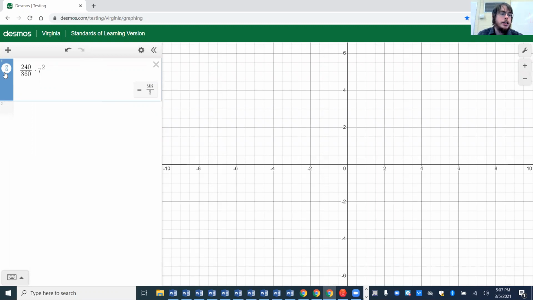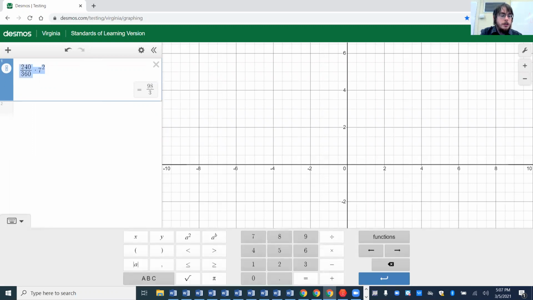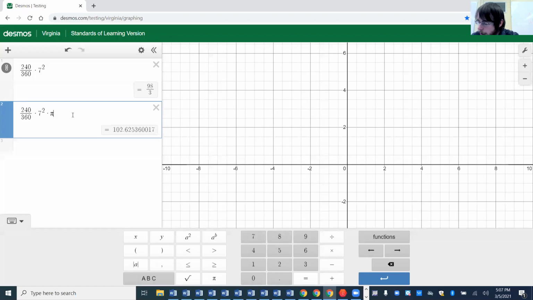And that is approximately equal to, I'm just going to copy and paste this to make it quicker. That is approximately equal to 102.6.